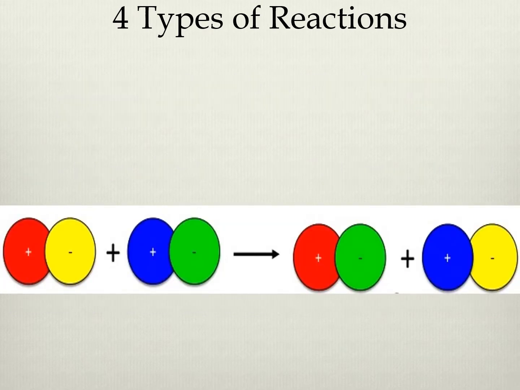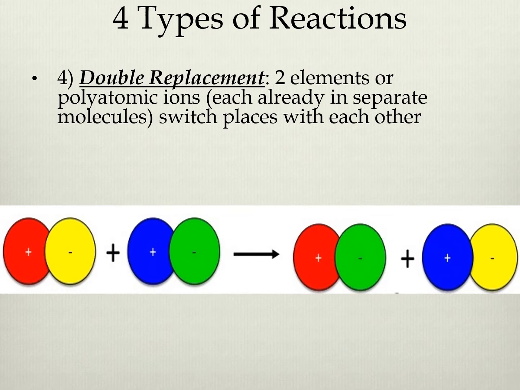Last one. If the third reaction type was single replacement, what do you think we call this one? Double replacement is when two compounds rearrange their parts. The positive half of each reactant compound joins up with the negative half of the other reactant compound.